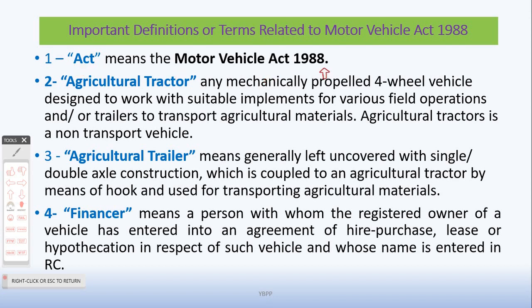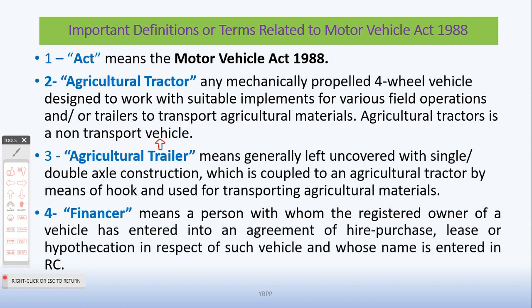So the second definition is agricultural tractor. Agricultural tractor means any mechanically propelled four-wheel vehicle designed to work with suitable implements for various field operations and or trailers to transport agricultural materials. Agricultural tractor is a non-transport vehicle.